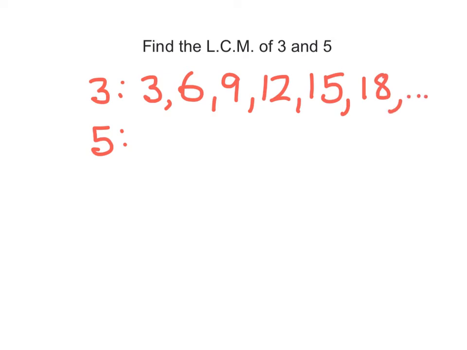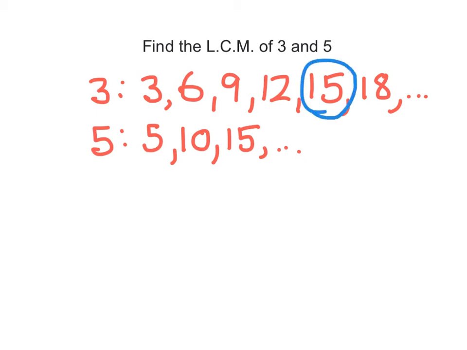Now let's make a list for 5. Well, 5 times 1 is 5. 5 times 2 is 10. 5 times 3 is 15. Okay, I can stop there because I have found the least common multiple. The smallest number that's in both lists is 15. So that's the smallest number that 3 and 5 both multiply evenly into.